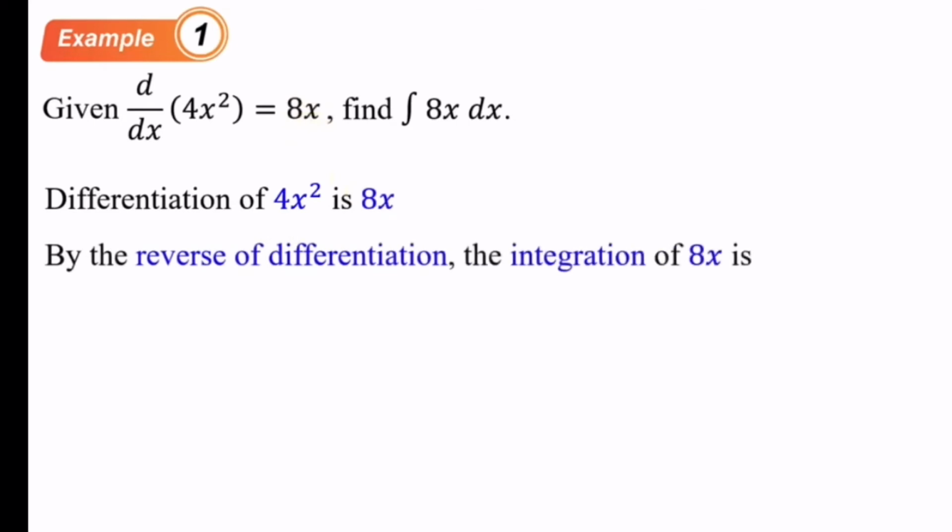By reversing the differentiation, the integration of 8x is equal to 4x squared, which is the function. The function is y, so y equals 4x squared. Hence we can conclude that the integral of 8x dx is equal to 4x squared. That is the basic concept.